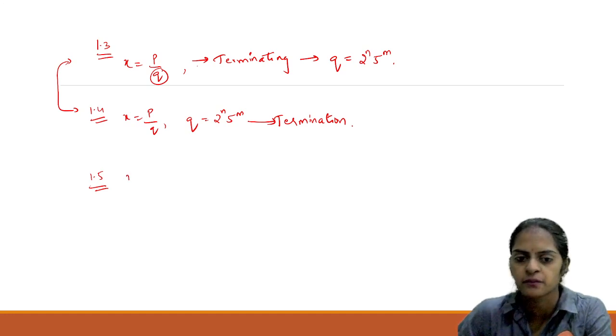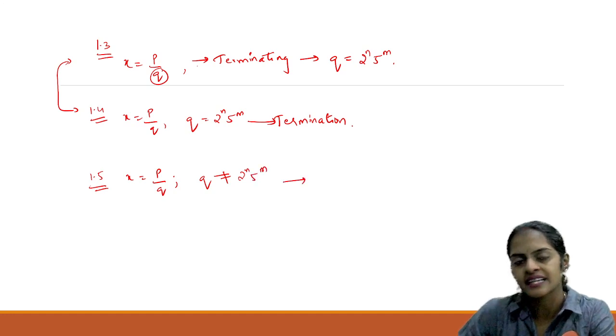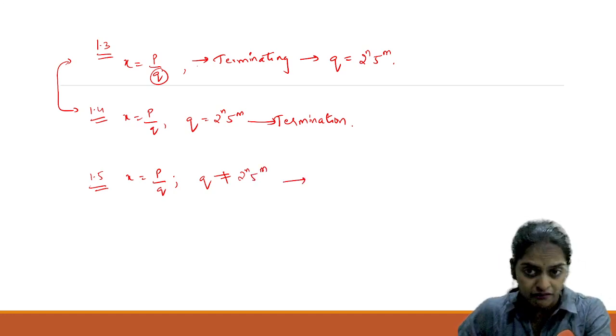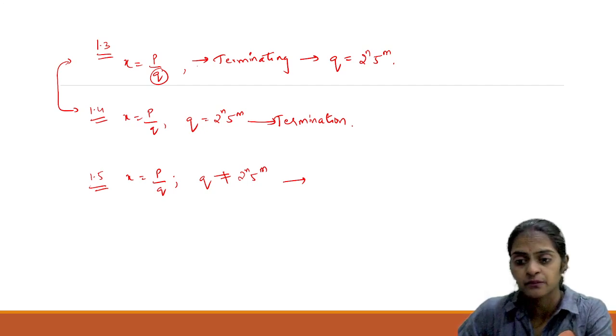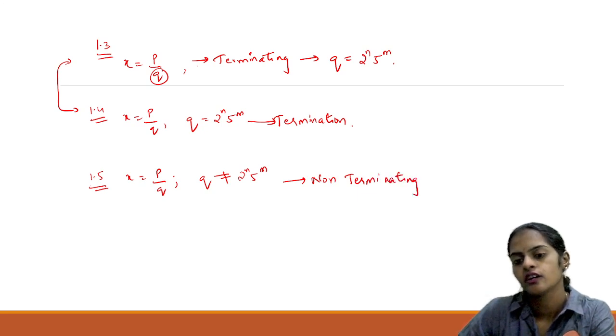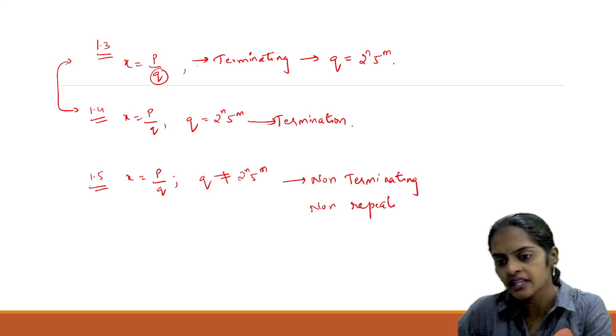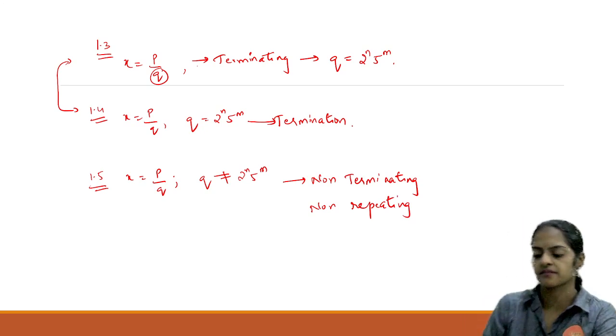Here you find it. So x equal to p by q. And if q is of the form 2 power n 5 power n, then you will say it is terminating. If it is not of the form 2 power n 5 power n, then it is called non-terminating, non-repeating. This one slide will help you in all the three theorems.